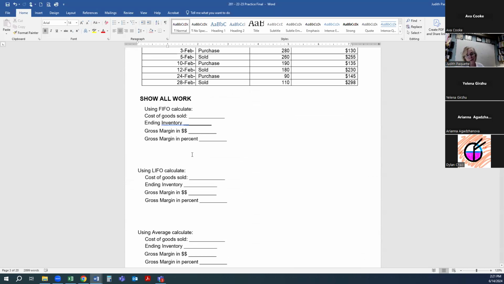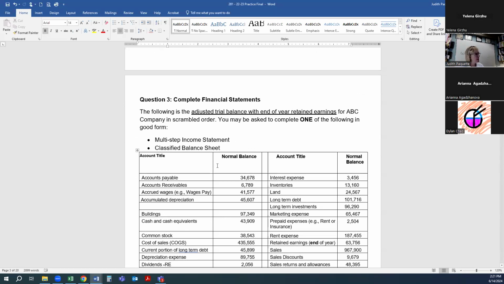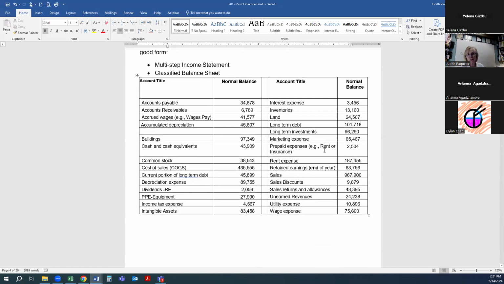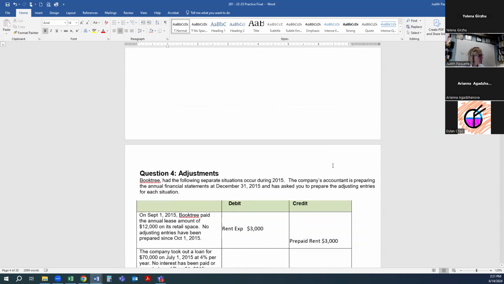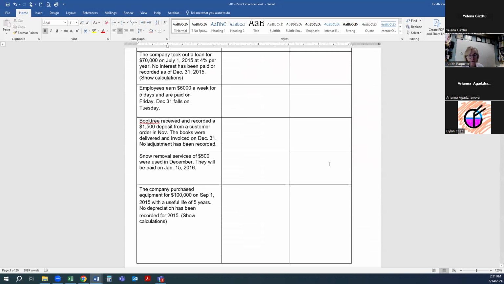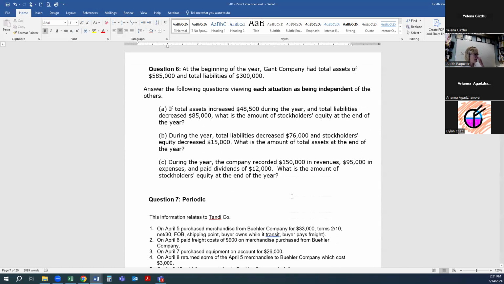And it's going to change depending on what inventory method you use, because with FIFO and LIFO and average cost, you're coming up with different cost of goods sold. When you do a percent, I want to see 2 decimal points. Be really strong in your multi-step income statement and the classified balance sheet. Adjustment, that's chapter 4, that's 7 adjusting journal entries, and of course the bank reconciliation correcting journal entries.